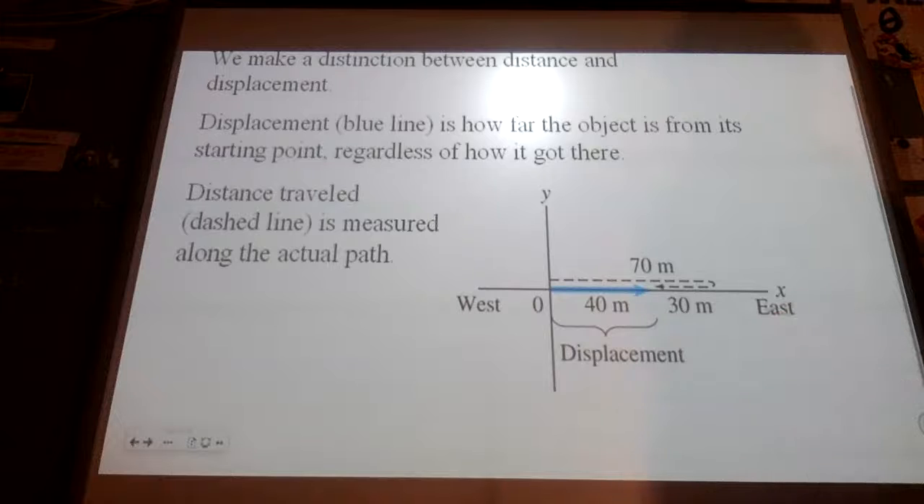And this is in our previous notes as well. We can see here that someone that went east for 70 meters and then west for 30 meters would have a displacement of 40 meters east, but the distance they would have traveled would have been 100.